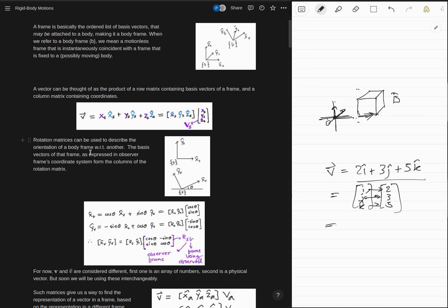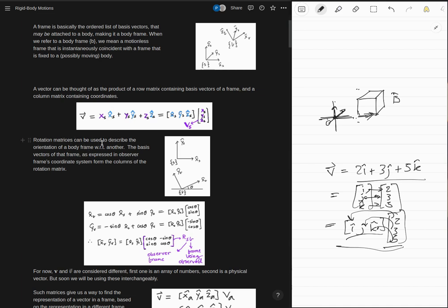And now this thing can also be written like this: i hat, j hat, k hat, and 2, 3, 5. Right? So here comes a bit of matrix multiplication. So you have to understand how to multiply these two matrices, and what this actually means. It just means that you're doing 2i hat plus 3j hat plus 5k hat, right? So this goes here, this goes there, that goes there. Nothing complicated. All right.